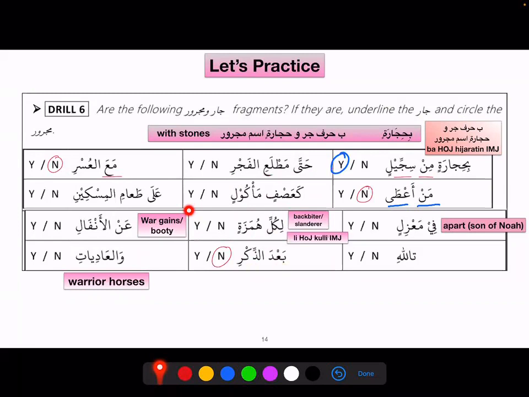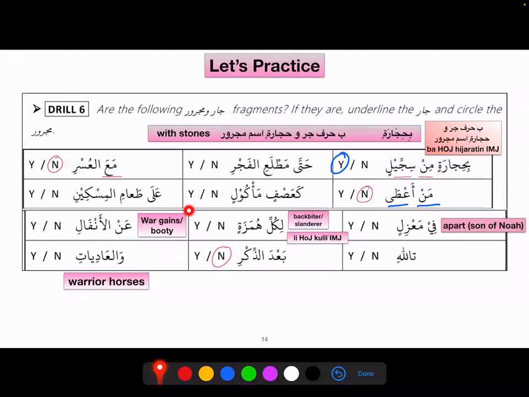Then ba'da zikri. Ba is a harf of jar and no, ba'da is not harfu jar. Do we remember? Ba, ta, kaf, lam. Does ba'da come in it? No, ba'da is not harfu jar. Ba'da is something else that we are going to learn soon. Okay, so it's not. It is a fragment, but this is a different fragment, not a Jar-Majrur fragment. You know that, but we didn't learn it yet, right?